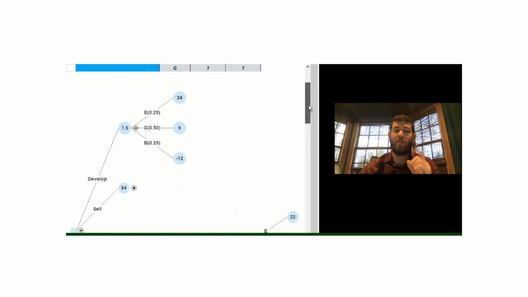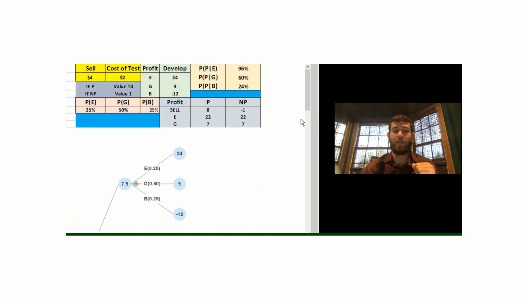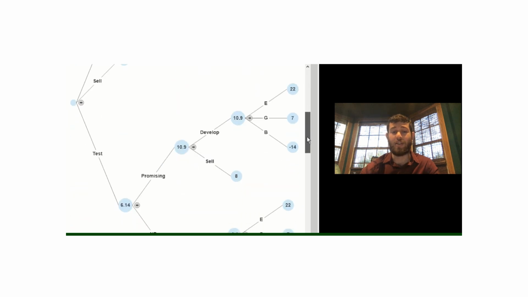There's also one more thing we were given in this problem that I'll refer to now. Historically speaking, by the tests that have been run, 96% of the tests with promising results were when the source was excellent, 60% was when the source was good, and 24% was when the source was bad. So we don't know the probability of P, this favorable result, and we don't know the probability of NP, not favorable. But we do know the probability of P given E, P given G, P given B, which were just stated as 96, 60, and 24. So we're going to need to use Bayes' theorem in order to calculate these probabilities.